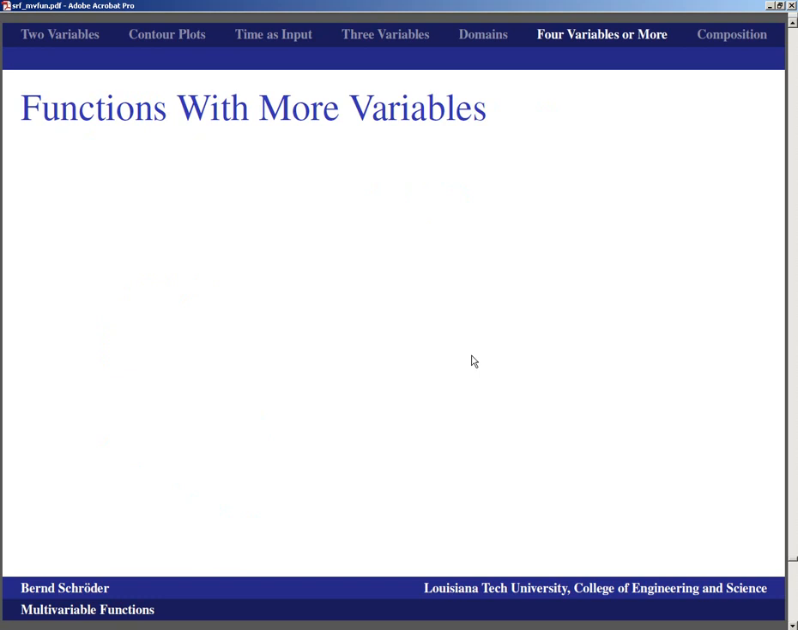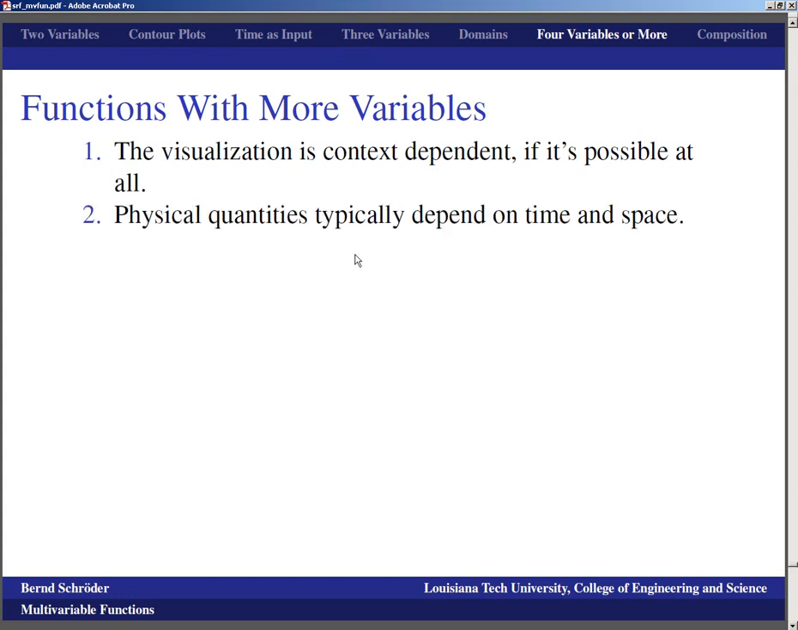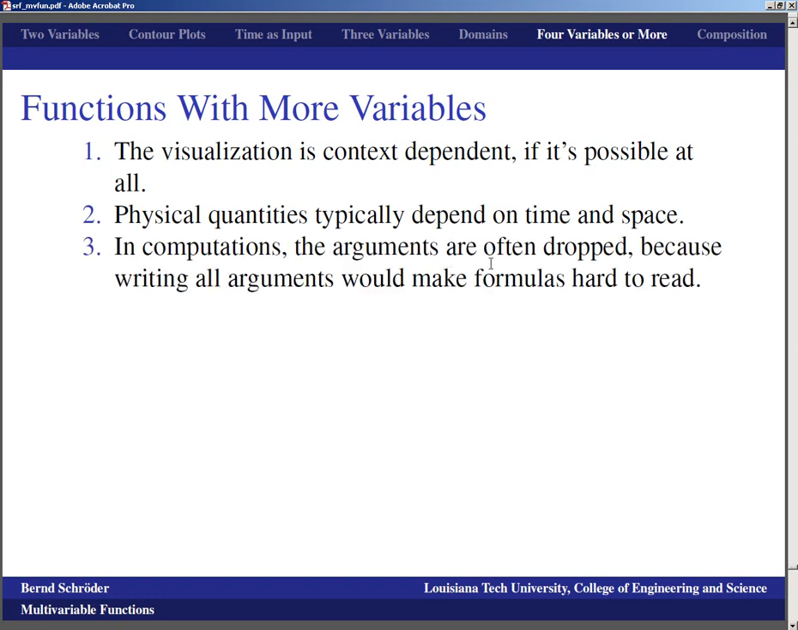If we're looking at functions with more variables, well, the visualization is context dependent, if it is possible at all, right? I've given you those cutaways for functions of 3 variables, as soon as we thought about layers in the sun, that certainly worked out rather nicely. But if you've got a function of 4 variables, then you would have to think about how those layers develop over time. Then things get really complicated. Physical quantities typically depend on space and time.